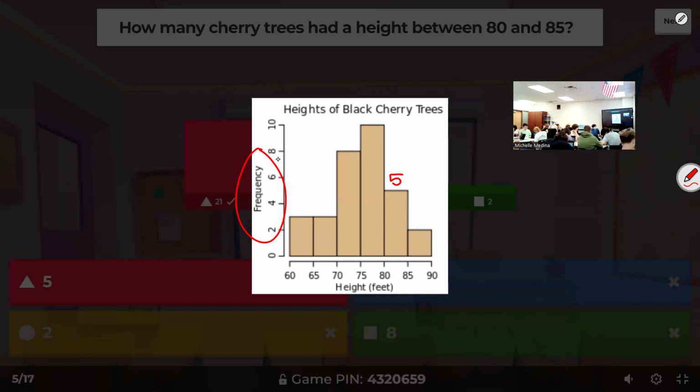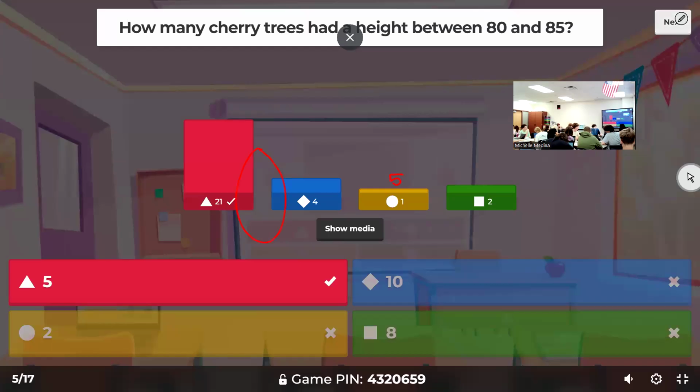How would you describe the shape of this histogram? Bell shaped. I mean, it's not perfect. Very rarely in the real world are things perfect, but out of all the distributions we talked about before, this is mostly bell shaped. So on to the next one.